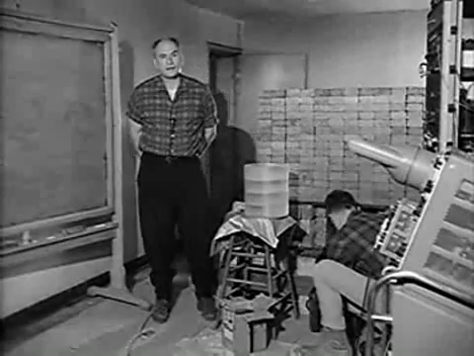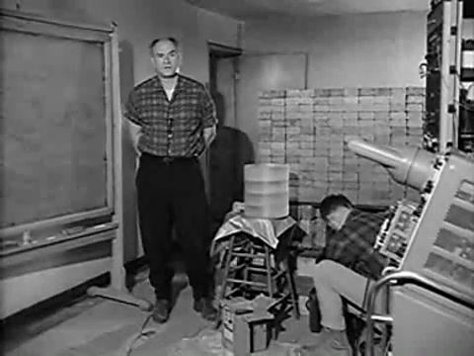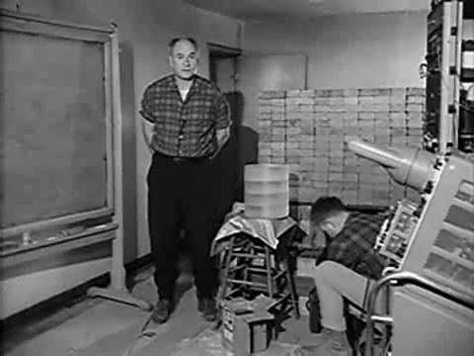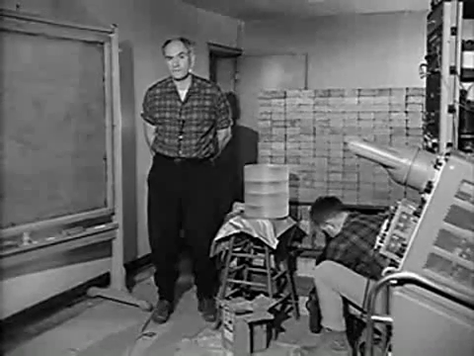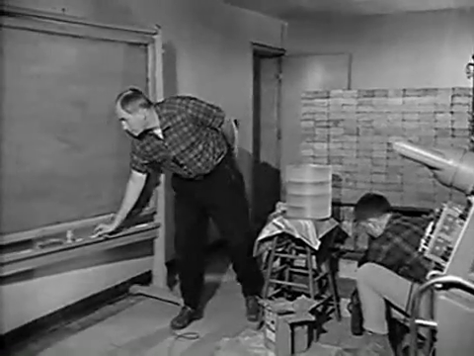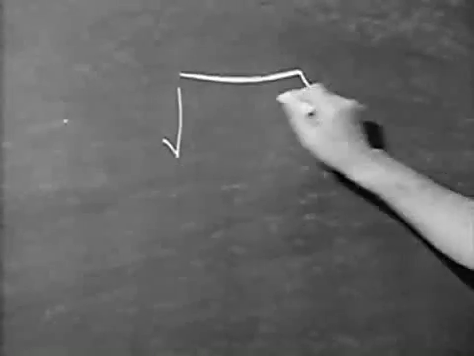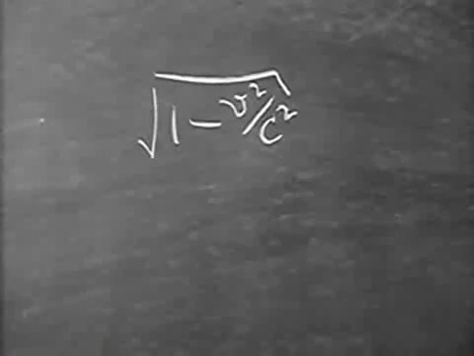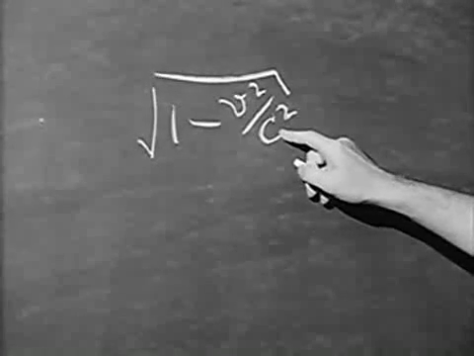One of the most startling predictions of the theory of special relativity is that moving clocks run slow by a factor, the square root of 1 minus v squared over c squared, where v is the speed of the clock relative to the observer, and c is the speed of light.